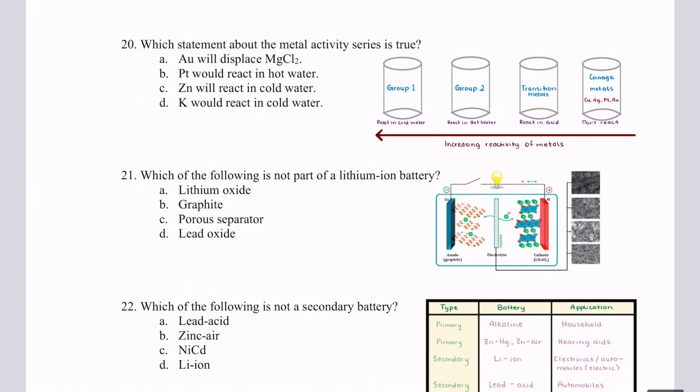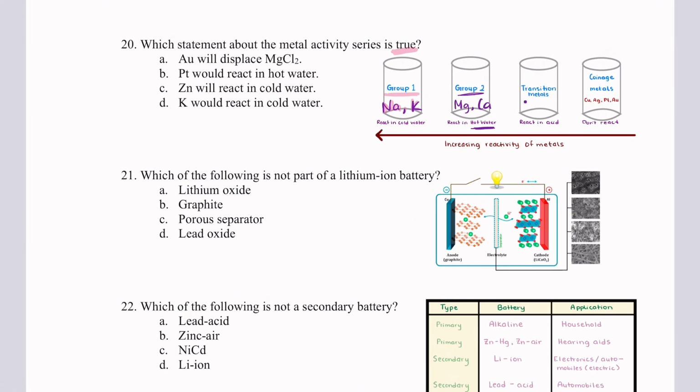Problem 20 says, which statement about the metal activity series is true? Before we look at each option, let's go over the general trend of the metal reactivity series. The most reactive metals are the alkali metals like sodium and potassium. These metals are so reactive that they'll even react with cold water. One step down in reactivity, we have the alkaline earth metals such as magnesium and calcium. These metals are still quite reactive, but they require hot water or steam instead of just cold water.